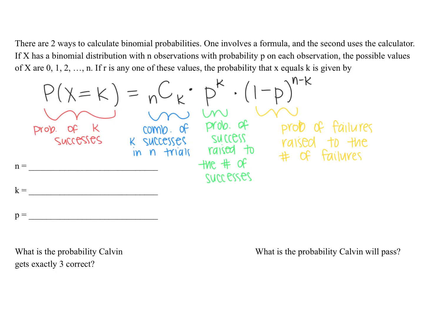Now, there is a way to do the combinations in the calculator. To cut down on the amount of time it takes you to use this formula, I don't expect you to do that factorial every time. So remember, NCK is going to be N factorial over K factorial times N minus K factorial. And I don't need you to do that work every time.